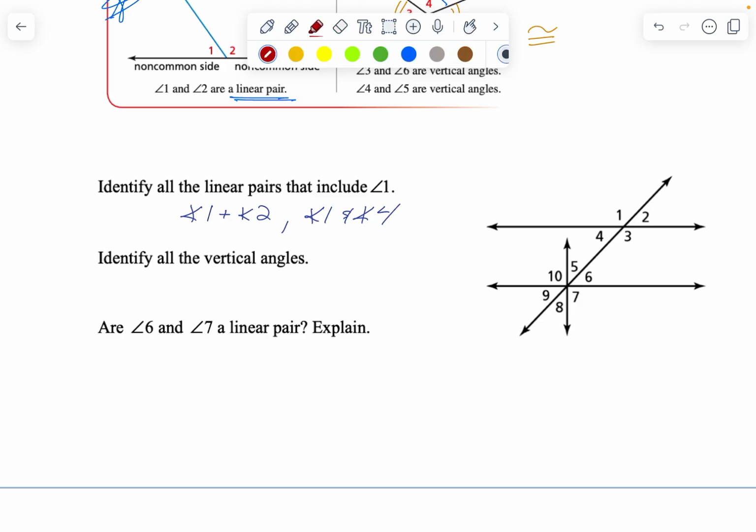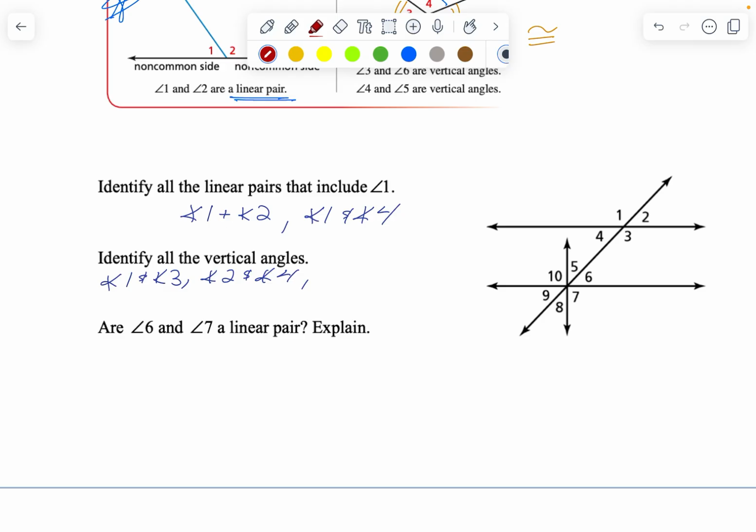Next, identify all the vertical angles. Oh my goodness. So we look at this x here. Here's one x, here's another x. Here it's pretty straightforward. So we could say angle 1 and angle 3. See how they're opposite across from each other on the x? Angle 2 and angle 4. All right, so that takes care of that x. Now let's go down to the other x. The second one is a little more complicated.